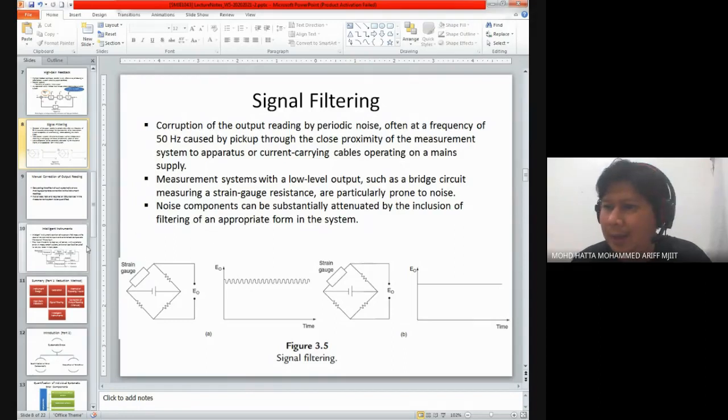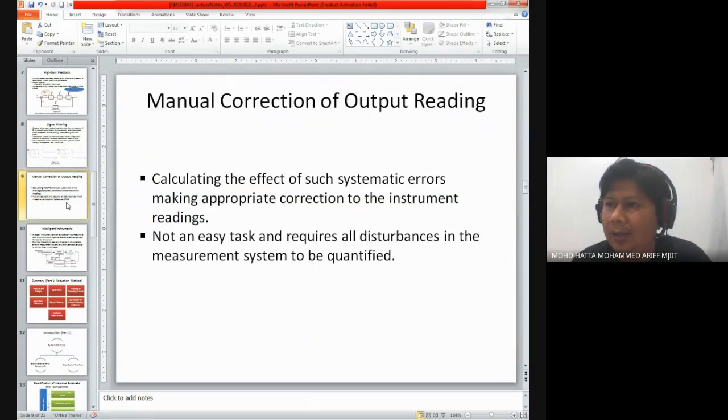Right. And this is a manual correction. As I mentioned earlier, we need to do some calculation. But of course, if we try to use a manual calculation, it's not that easy. We need to take into account all of the disturbance in our measurement. We need to quantify all the potential factors that distort our measurement.